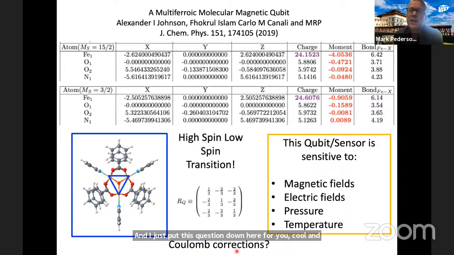We know that density functional tends to overemphasize the size of a d electron. That makes the J's increase. And that's been shown by many, many groups. So we can imagine that if we were to correct for that result, we might get smaller exchange coupling.